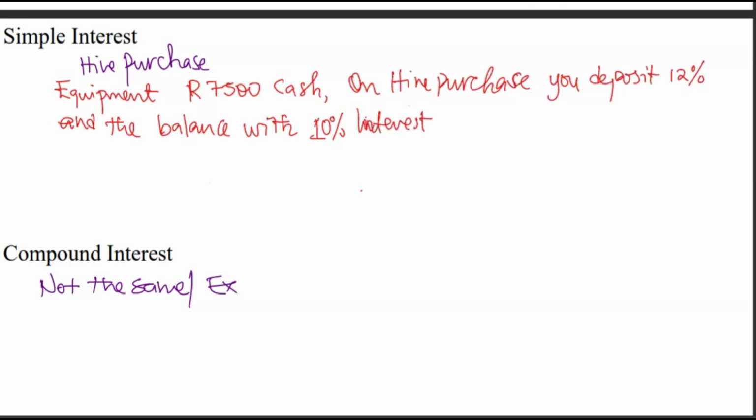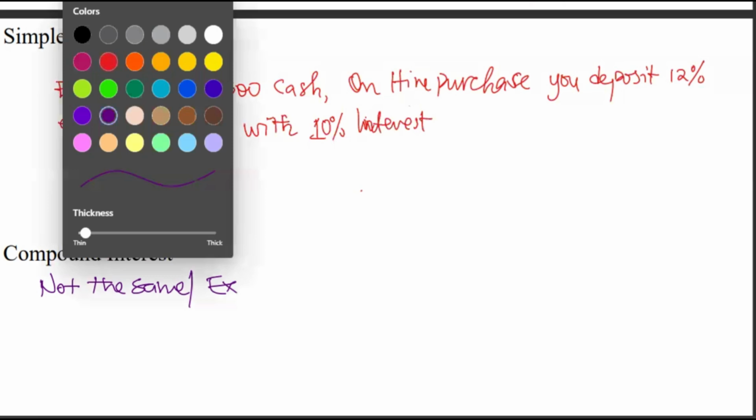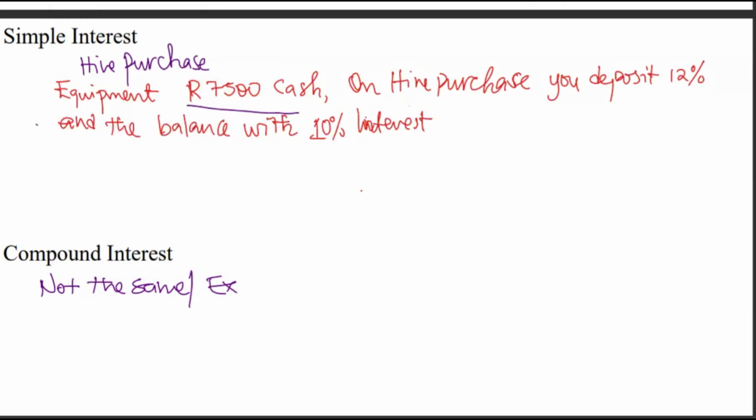Simple interest, right? But the difference between simple interest and hire purchase is that you have cash money and you have a deposit. So for you to get the money, the person will pay over a period of, let's say, 4 years. Now the money that will carry interest is the balance after removing the deposit.